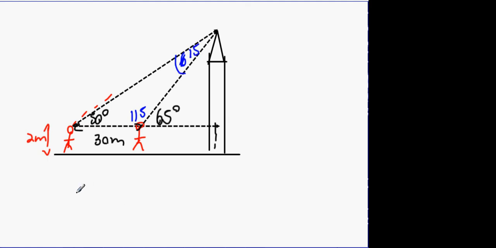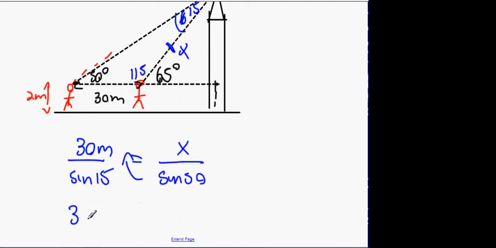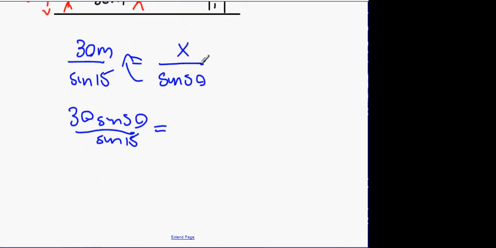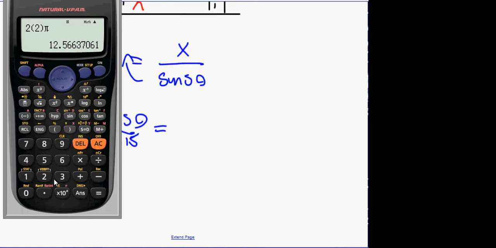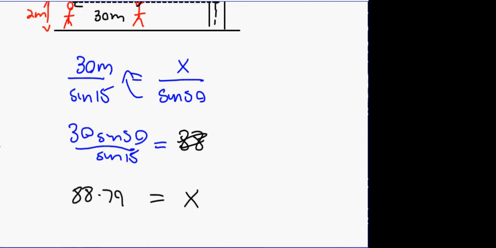Now you can use the sine rule, where you get 30 meters divided by sine what? What angle is opposite 30? 15. Equals, we want to know this side here. This side is the most important side because it's linked in both triangles. So we say x over sine 50. Cross multiply the sine 50 up. So we do that in the calculator now: 30 sine 50 over sine 15. And what do you get? 88.79. 88.79 equals x.